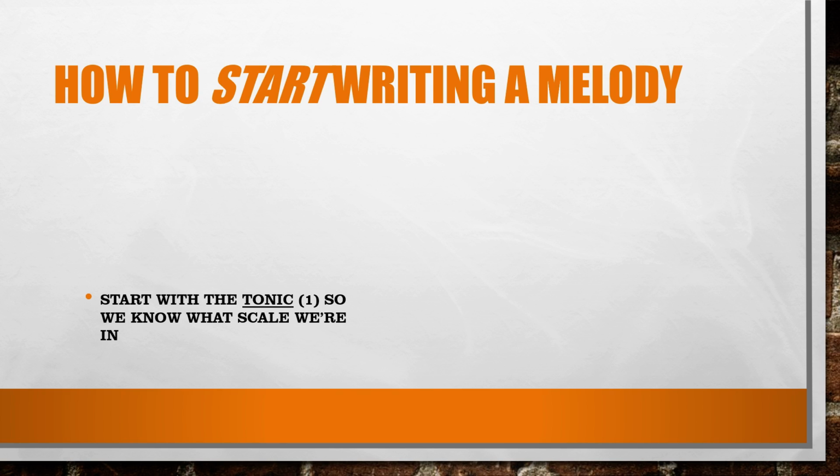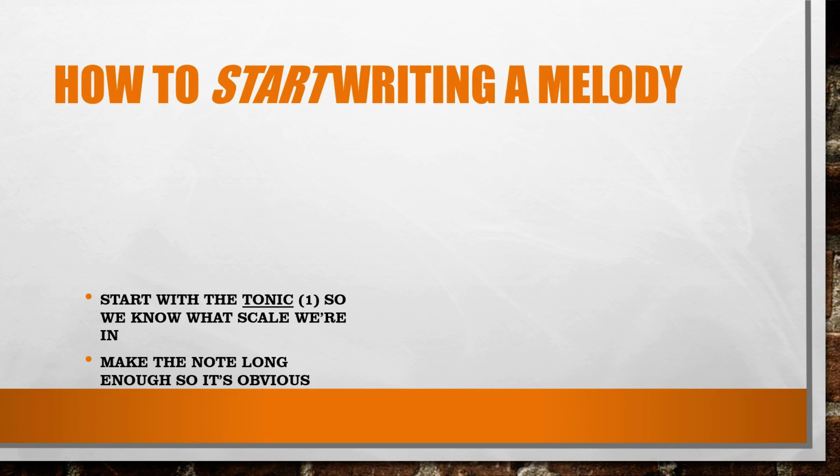So the first thing that we want to do is start with the tonic, so that we know what scale we're in. That's the first note that we want to have in our piece of music. We also want to make it long enough so that it's kind of obvious. We don't want it to be a 16th note, or it'll be too fast.